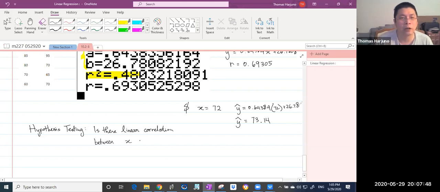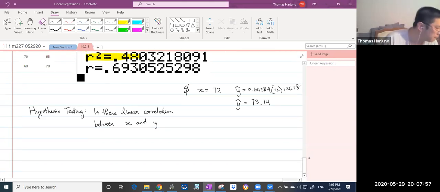between X and Y, the predictor and the predicted. Okay, can we use X to predict Y? And the formula will be the test statistic.